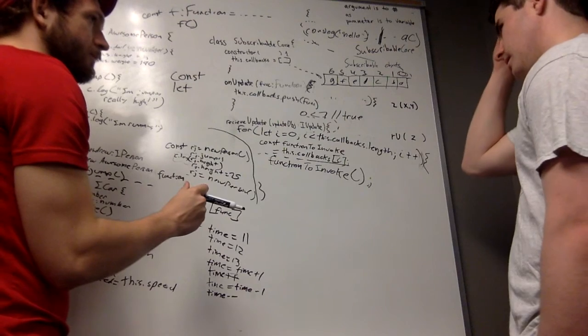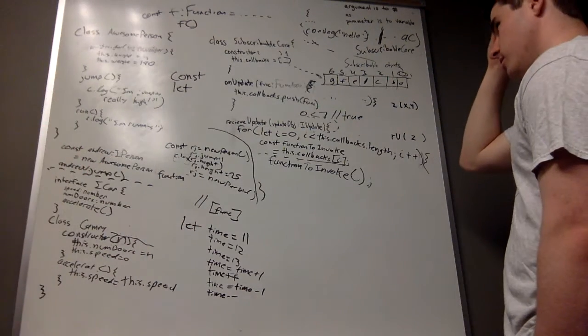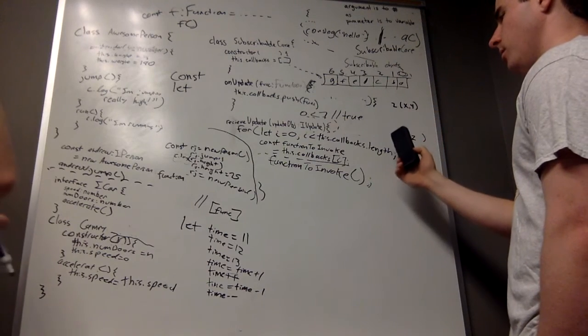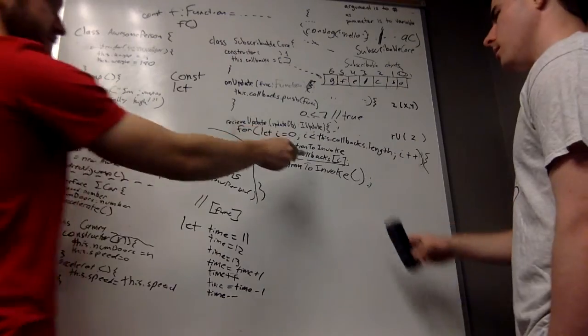It would be okay. What is the function to invoke? Like, which function do we want to run, basically? Which function gets run? The next one would be B, right? Exactly. It's the 1th position of the callbacks array.